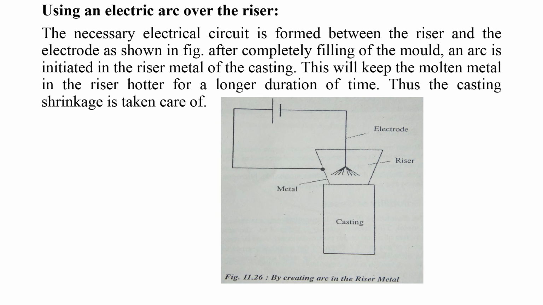The main concept is that a small amount of liquid metal is required at the time of solidification, supplied from the riser to the cavity or cast part. That's why, for temperature maintaining purpose, we use the electric arc over the riser. It is a very important role.